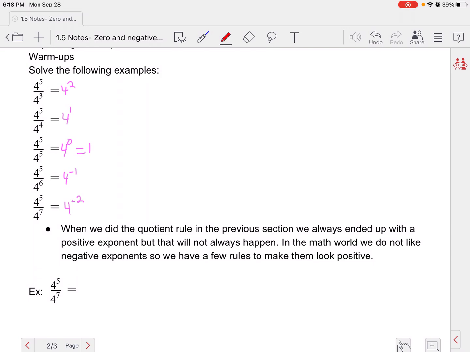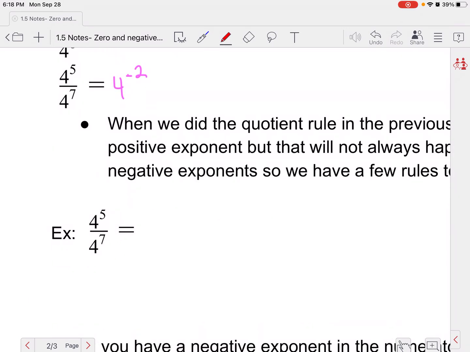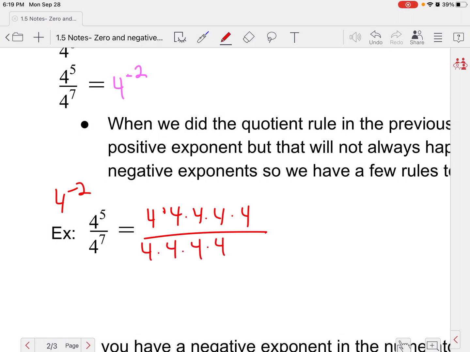So we know from this last problem that 4 to the 5th over 4 to the 7th is actually 4 to the negative 2, okay? But I want to be able to write that as a positive exponent, and we want to see how that can happen. So I'm going to write this as 4 times 4 times 4 times 4 times 4, like we know, because 4 to the 5th is just 4 five times. And we can do the same thing with the 7th power. Okay, so 5, 6, 7 here.